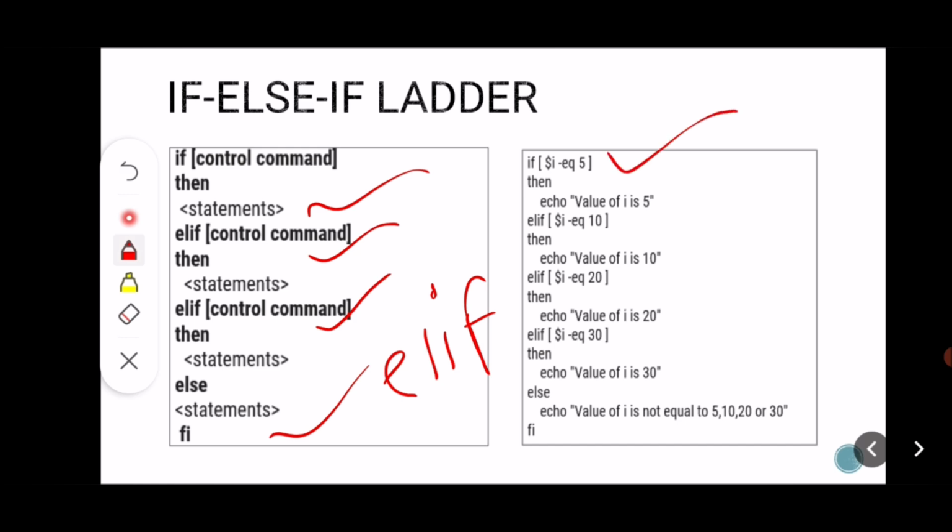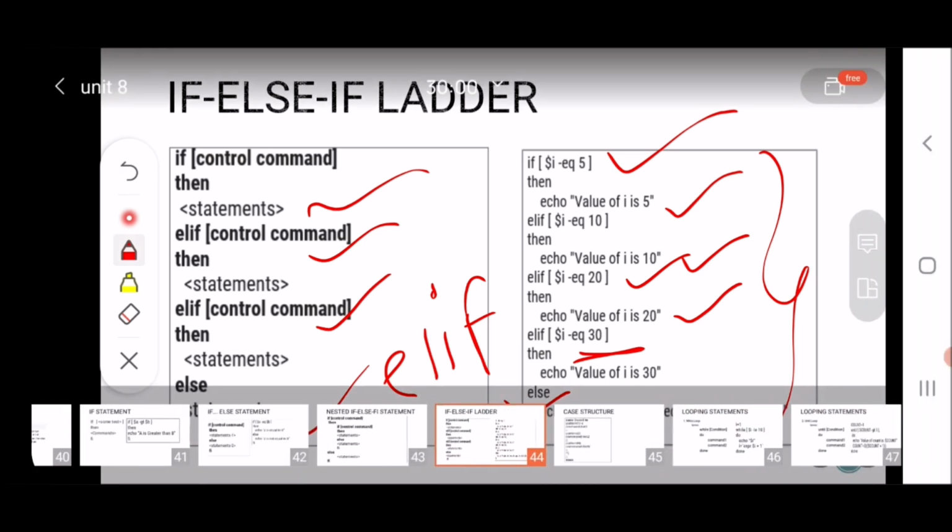For example, if I is equal to 5, then echo, or we can say we display, value of I is 5. Else if the value of I is equal to 10, then display value of I is 10. Else if the value of I is equal to 20, then print that value of I is 20. Else if the value of I is equal to 30, then display value of I is 30. And otherwise print value of I is not equal to 5, 10, 20 or 30. So this is the example of an if else if ladder.